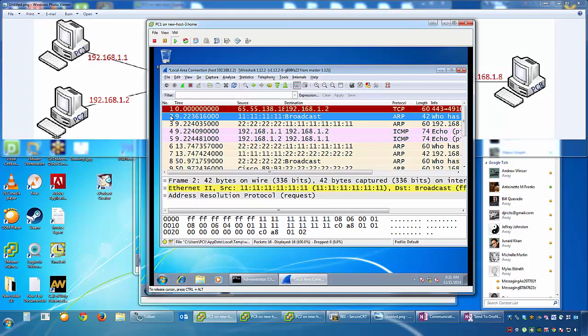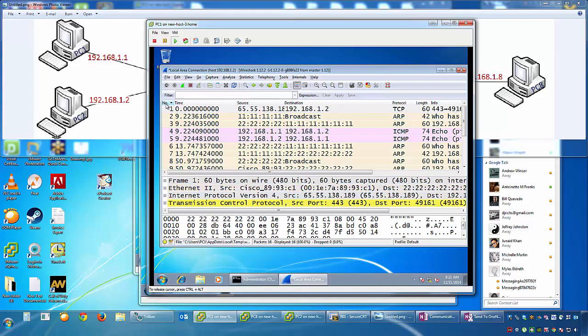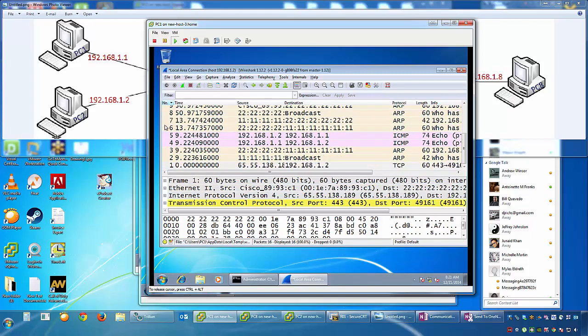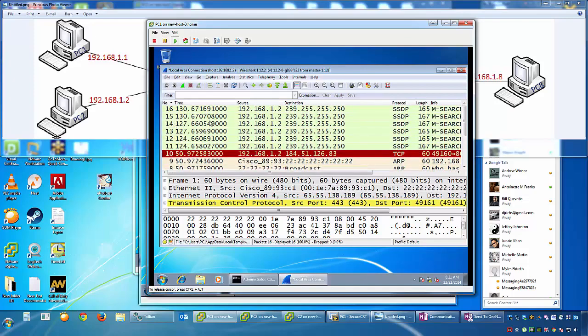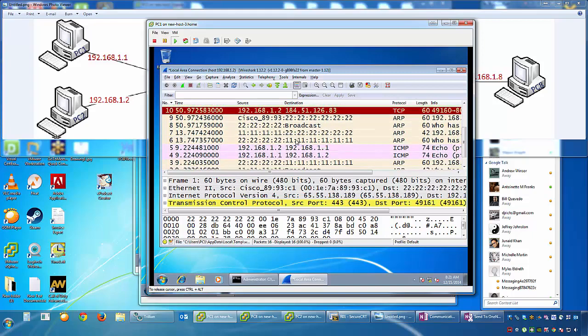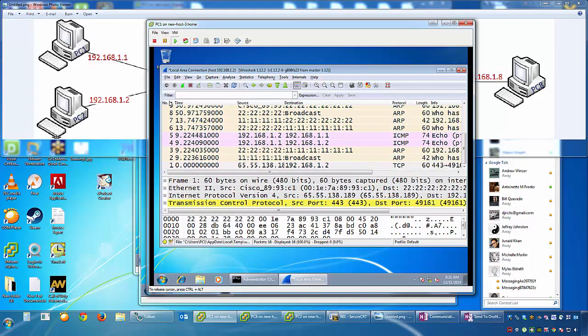Now, this number pretty much tells us the packets as if they're going out. And obviously, I can change this by clicking this. Number 1 goes to the bottom, and number 16 goes to the top. I stopped the capture because we're going to start getting a bunch of Microsoft traffic and stuff like that. We don't want to see that.